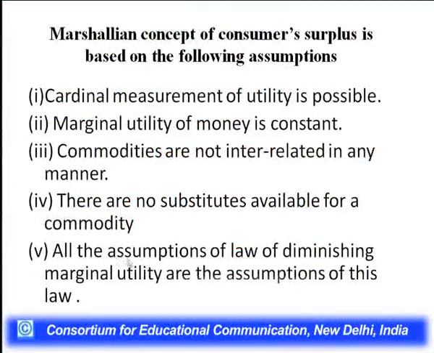And all other assumptions of the law of diminishing marginal utility are actually the assumptions of this law too, just like the consumer is rational, goods are divisible, prices are known. So, all other assumptions which we take for the law of diminishing marginal utility are actually also the assumptions of the consumer's surplus also. Now, we will see how we will measure consumer surplus with the help of marginal utility.